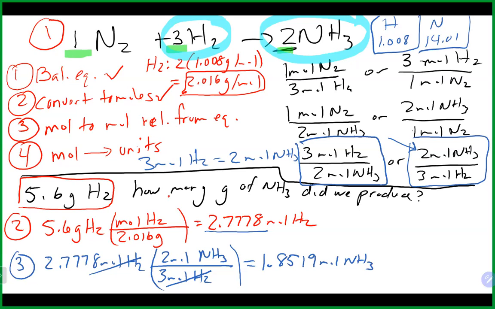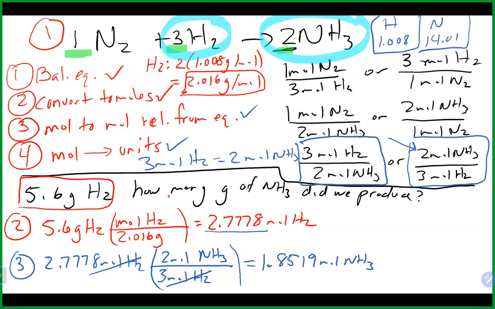So the last thing that we want to do is step number 4 here. We need to now go from moles, in this case, to grams, which is a very common step that we have to do. In order to do that, I need the molar mass of what at this point? I need the molar mass of NH3, because that is where I'm sitting at.